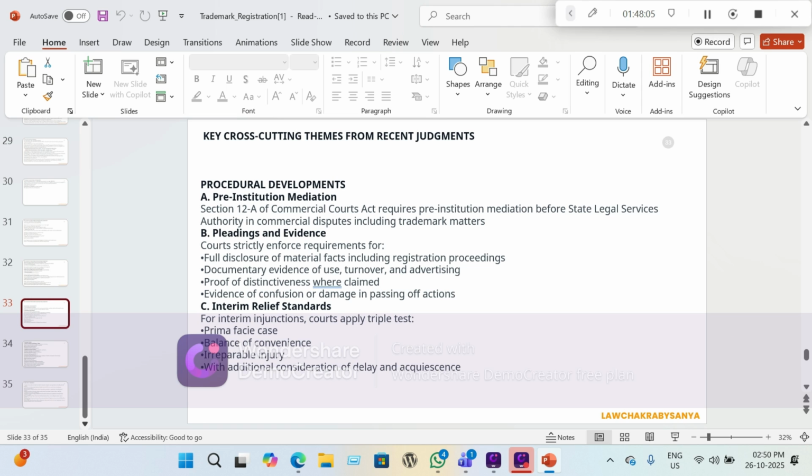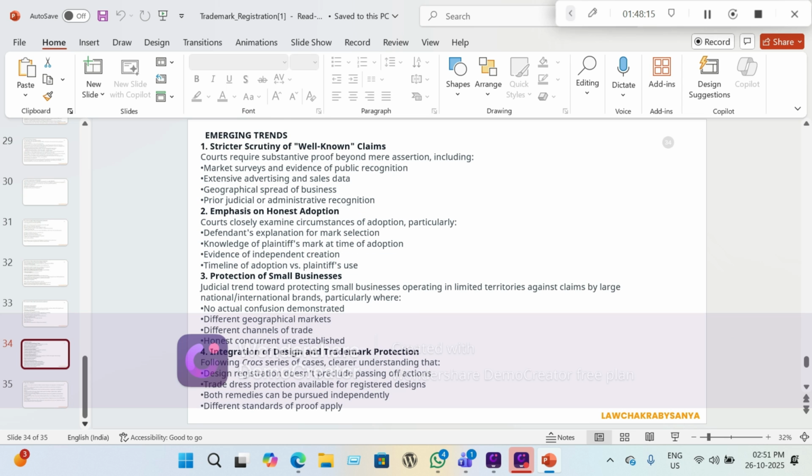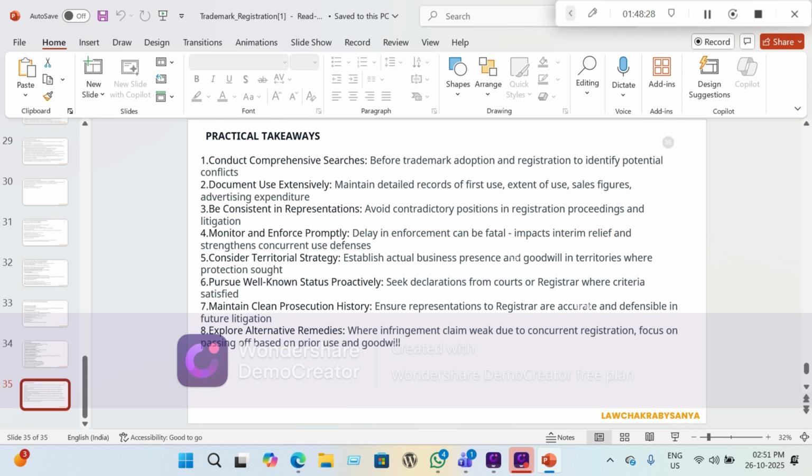These are some emerging trends and some crossovers that you have to be careful about. On the next slide, we have the emerging trends: stricter scrutiny of well-known claims, emphasis on honest adoption, protection of small businesses, integration of design and trademark protection. Now, on the last slide, we have practical takeaways that I hope you're going to carry with you after the end of this session.